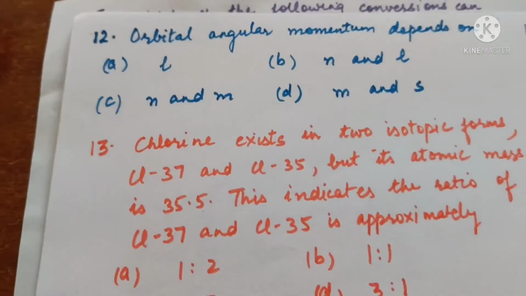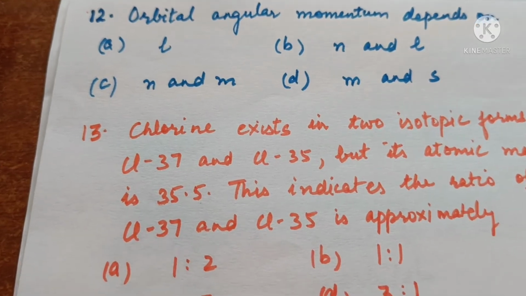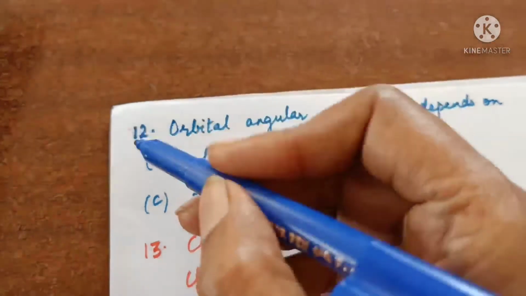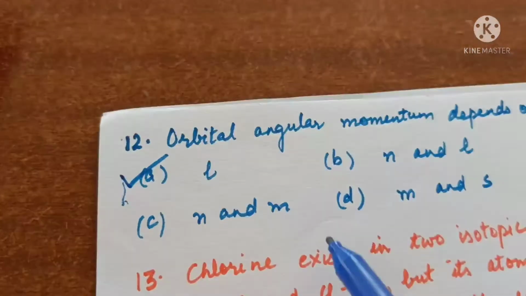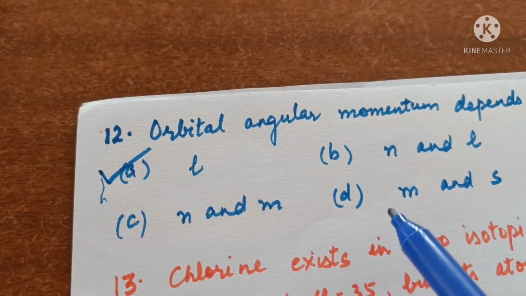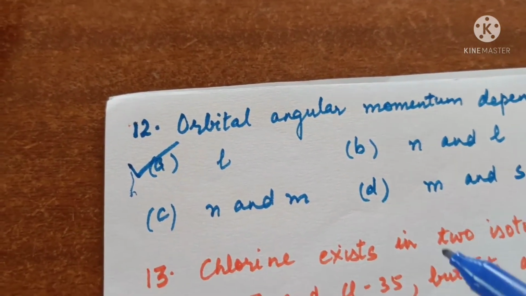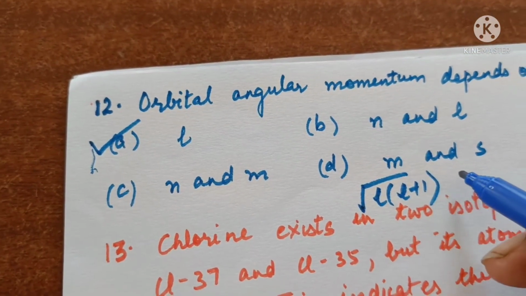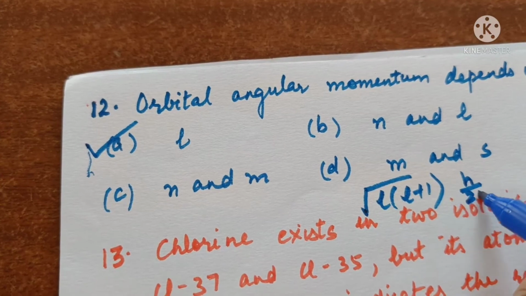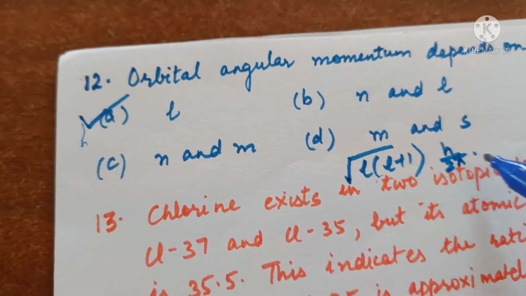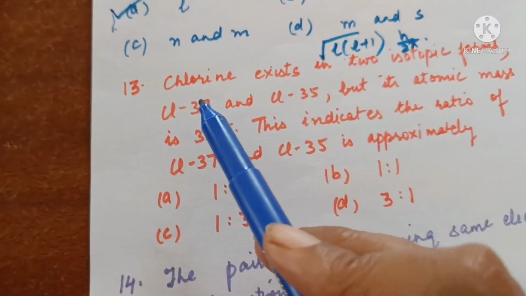Orbital angular momentum depends upon L, not N, M or S. So the answer is A, L, because the formula for finding the orbital angular momentum is square root of L into L plus 1, h by 2 pi. So it depends upon the value of L. Other values are fixed.